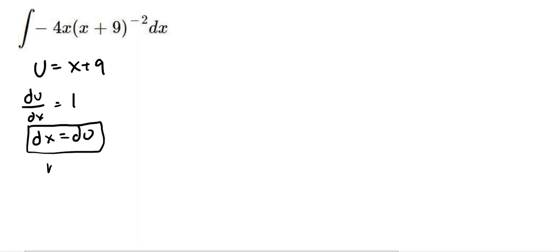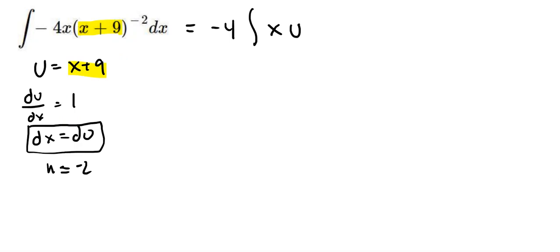And in this case, n is -2. And so let's do our substitution. I'm going to put the -4 out in front. I like to put my constants out there, times the integral of x. And now x plus 9 is my u. So we have x times u raised to the -2 power, which is my n. So that's the -2 power. And then we take out dx and put in what dx is equal to, which is just plain du.